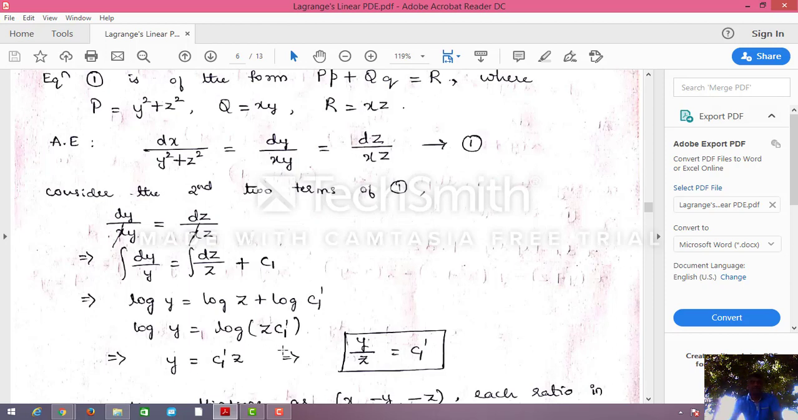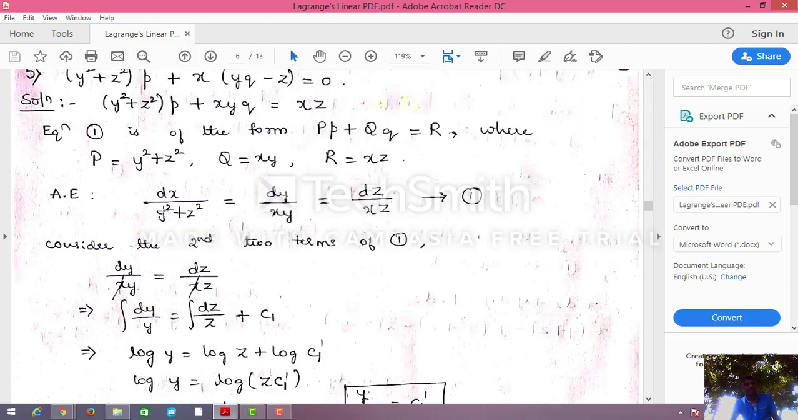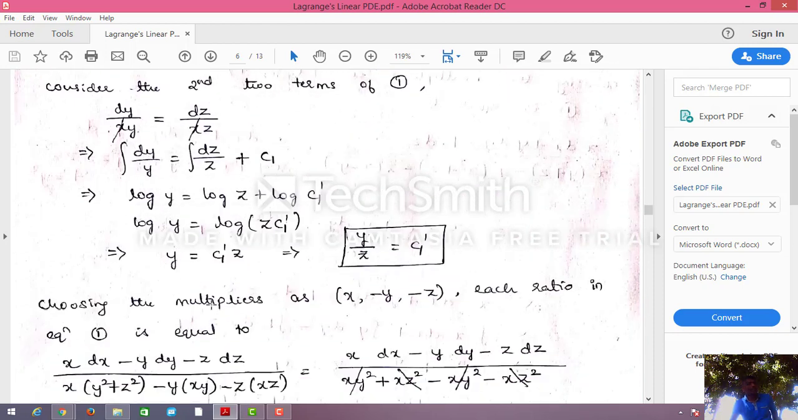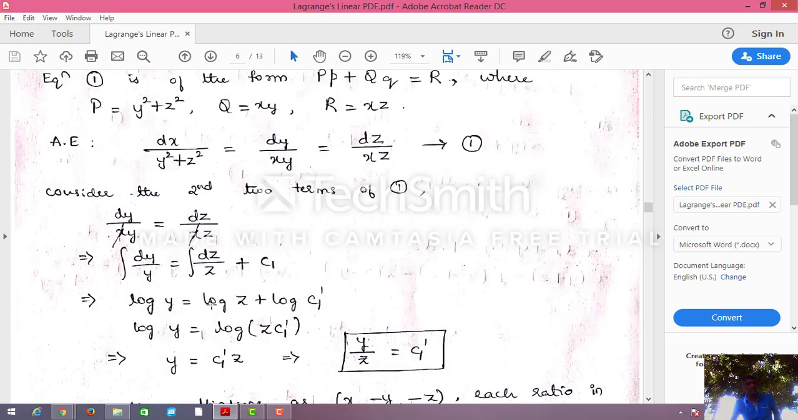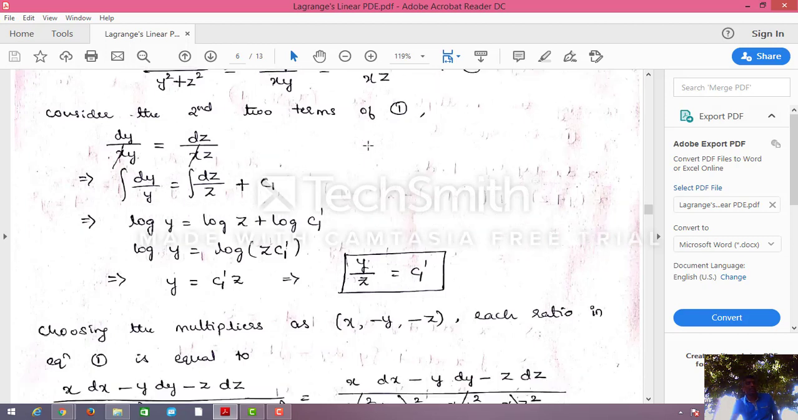Now what is the value of c1 dash? c1 dash is y by z. Now to get the other solution, equating the first and third, or the first and second, we may not get it. So to get that second solution, I will choose multipliers. What are those multipliers? For the first one I multiply with x, the second with minus y, and the third with minus z. I am applying the ratio and proportion concept here.